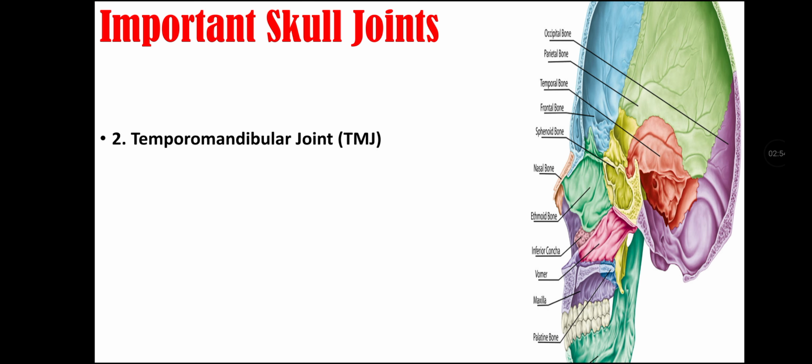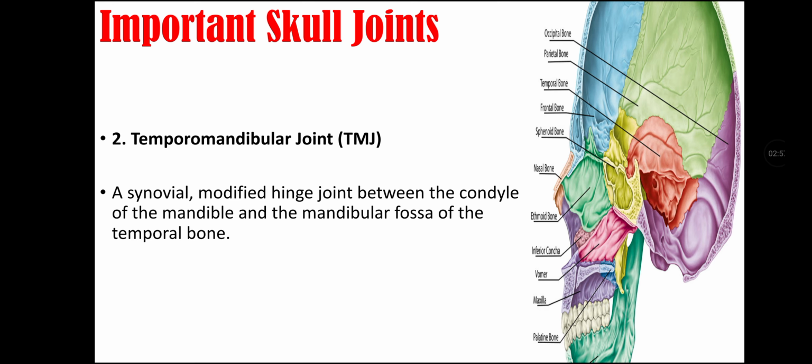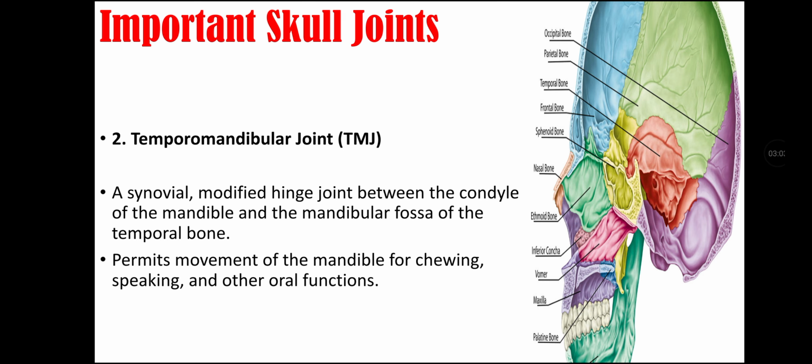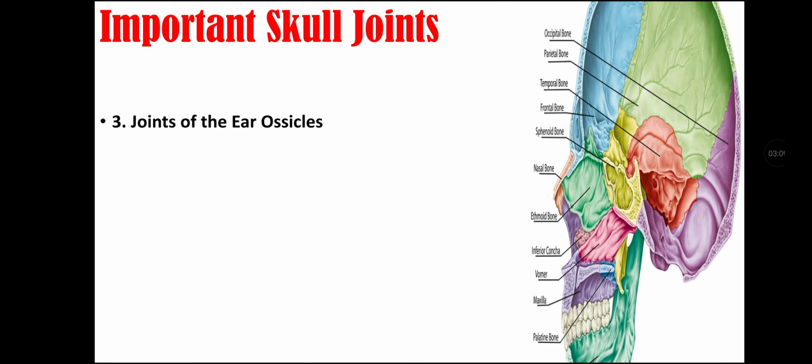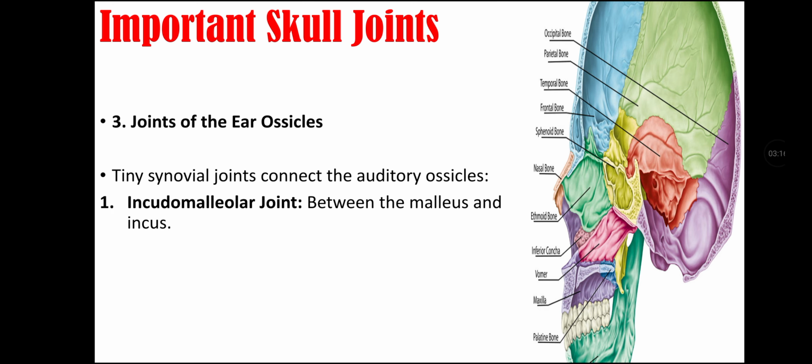Next important joint of skull is temporomandibular joint, that is synovial modified hinge joint between condyle of the mandible and mandibular fossa of temporal bone. It permits movement of mandible for chewing, speaking, and other oral functions. Next important joints of skull are joints of ear ossicles. They are tiny synovial joints that connect the auditory ossicles.